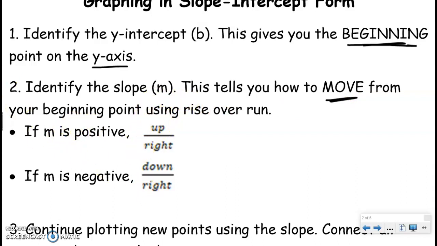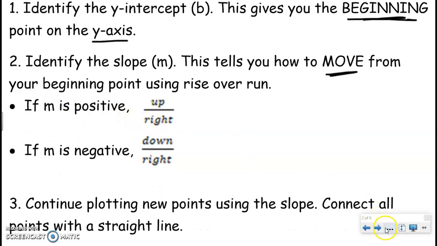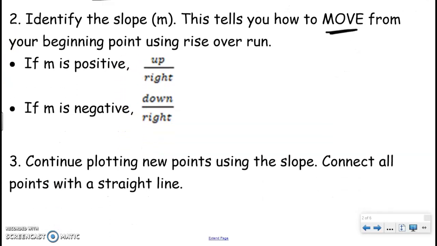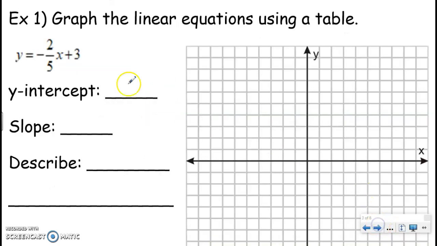So if m is positive, you're going to go up and to the right. If it's negative, you're going to go down and to the right. Notice in both of those, I'm going to the right. The sign only affects if I'm going up or down. There are special cases there, and I'll show this to you. After that, continue plotting new points using the slope, and then you're going to connect all of the points using a straight line.